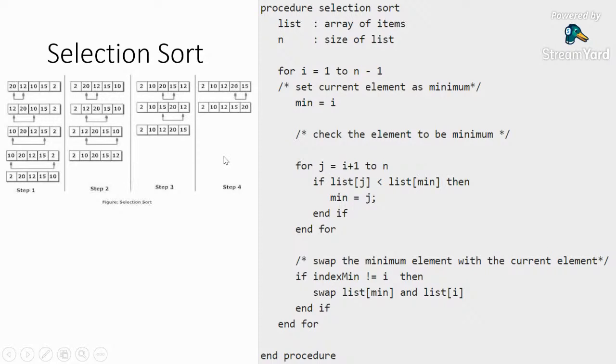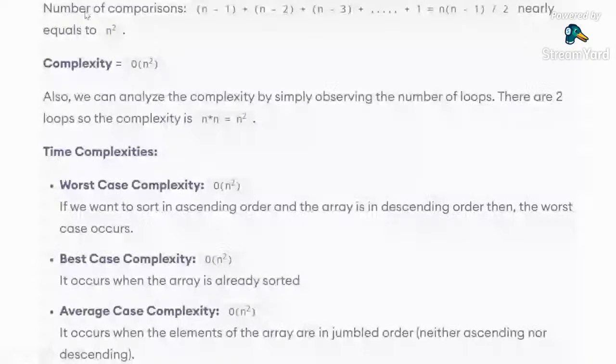Okay. So in general, if n elements are present in the list, then n minus 1 comparisons are required in the first step. In the second, n minus 2 comparisons are required. In the third pass, n minus 3 comparisons are required. In the fourth pass, n minus 4 comparisons are required, and so on. Okay, see the analysis of this. Total number of comparisons: n minus 1 plus n minus 2 plus n minus 3 plus n minus 4 plus n minus 5 up to plus 1.